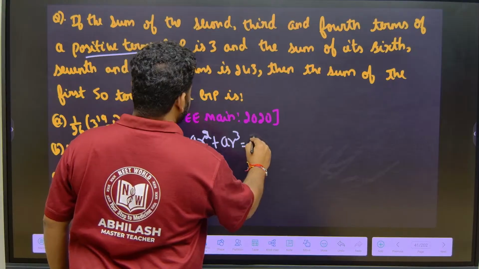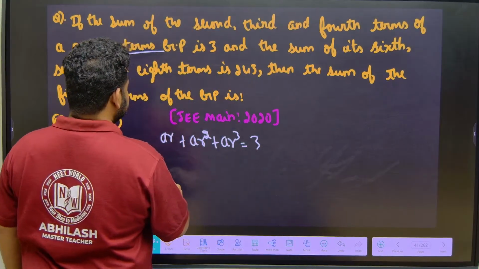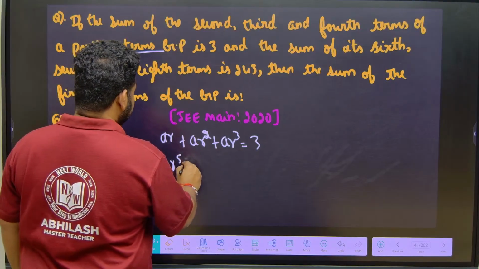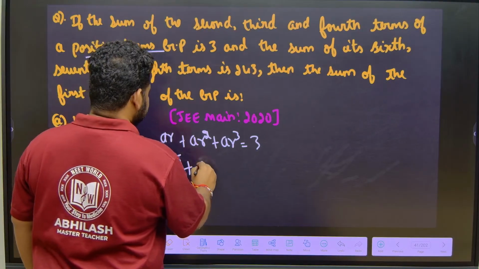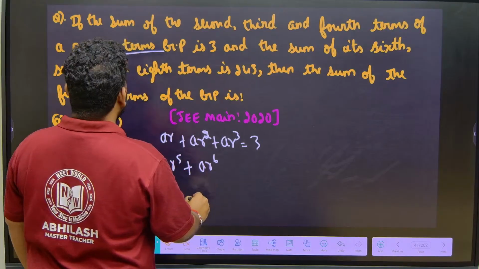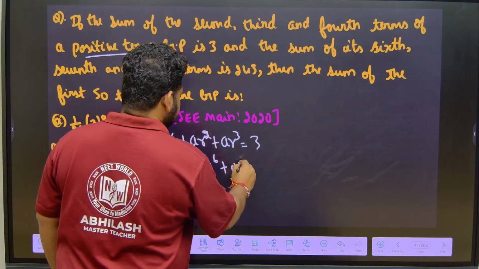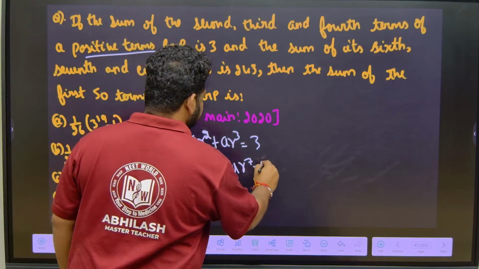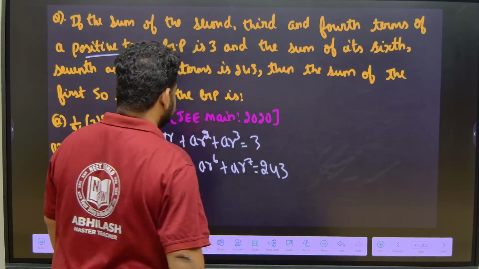So second, third and fourth, this is AR plus AR square plus AR cube is equal to 3. And next they are telling, sum of its sixth, seventh and eighth terms. Sixth means AR to the power of 5 plus seventh means AR to the power of 6, and eighth means it is AR to the power of 7, which is nothing but equal to 243.